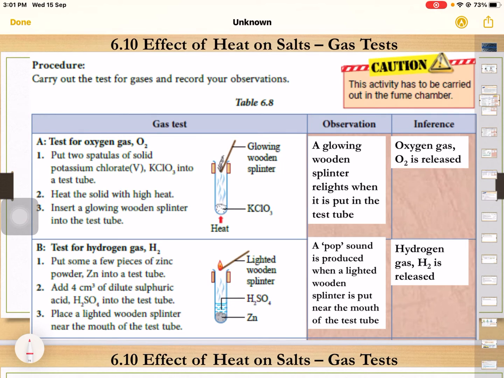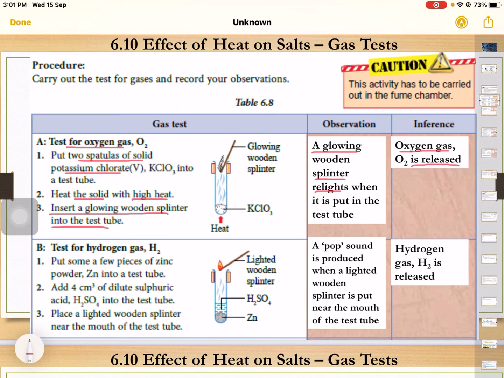For example, this procedure is to test oxygen gas. The materials used are 2 spatula of solid potassium chlorate, and then heat the solid with high heat. Okay. And then when we heat potassium chlorate, it will release oxygen gas. So to test the presence of oxygen gas, we have to insert a glowing wooden splinter into the test tube. And if oxygen gas is released, the glowing wooden splinter will relight when it is put in the test tube. So when the glowing wooden splinter relights, the inference that we can make is oxygen gas is released.